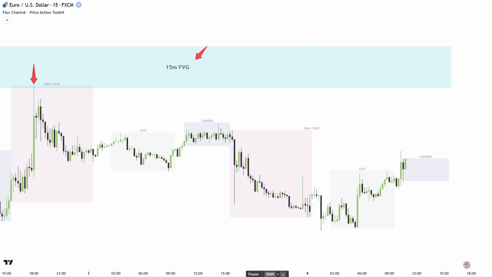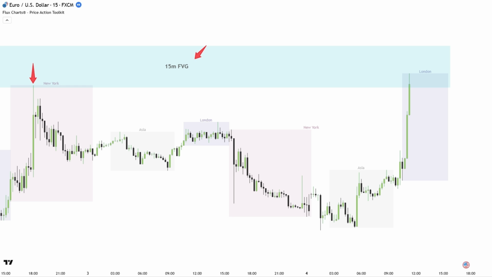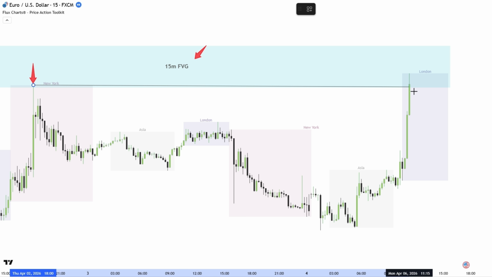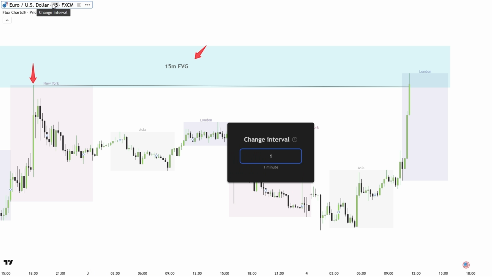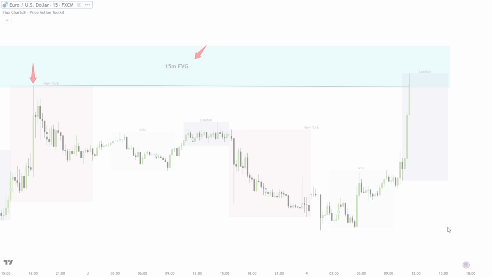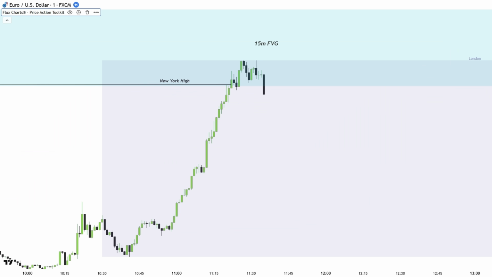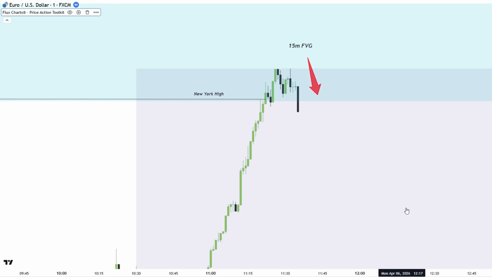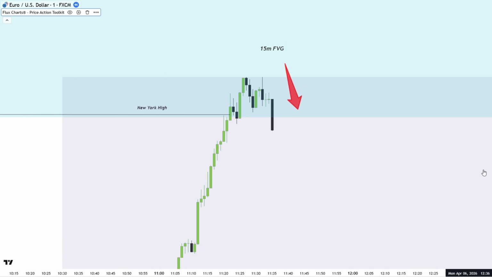Now, as you can see, once London opens, price starts pushing higher. After sweeping the New York high and tapping into the 15-minute fair value gap, it begins to show rejection. At this point, I zoom into the 1-minute chart to closely monitor for reversal signs. Now, here on the 1-minute chart, you can clearly see that after sweeping the liquidity above the New York high and delivering into the higher time frame fair value gap, price immediately drops back inside the New York high's range.